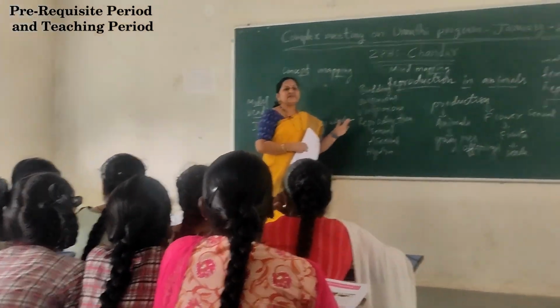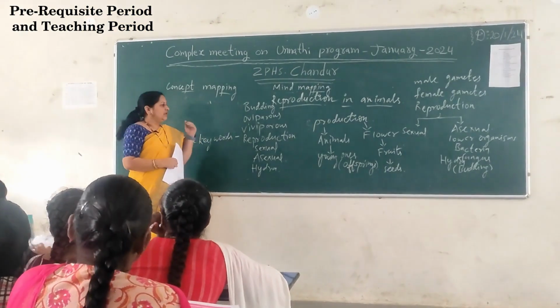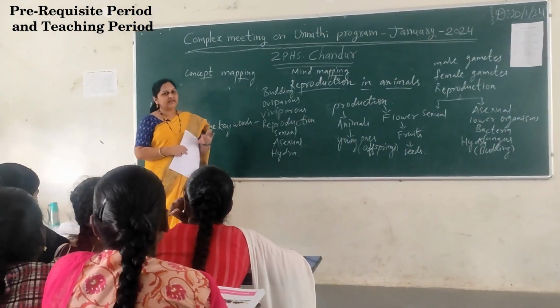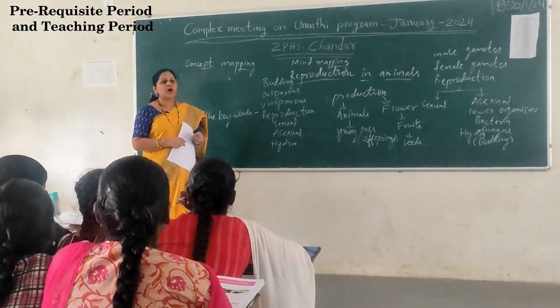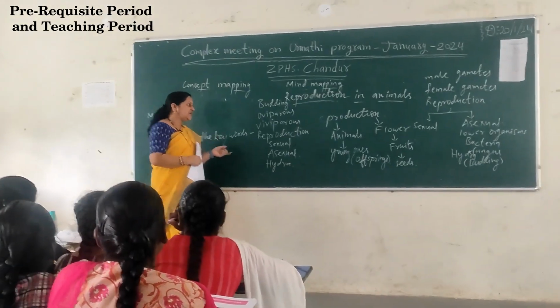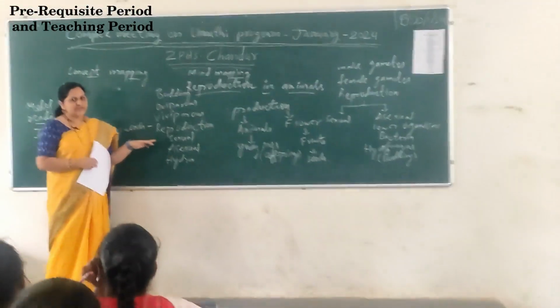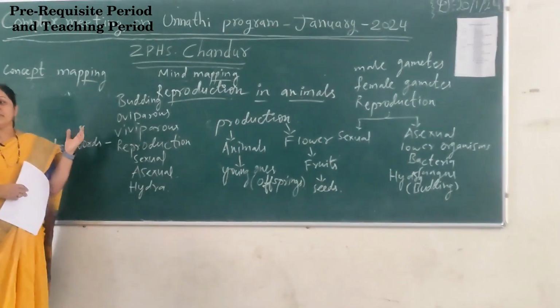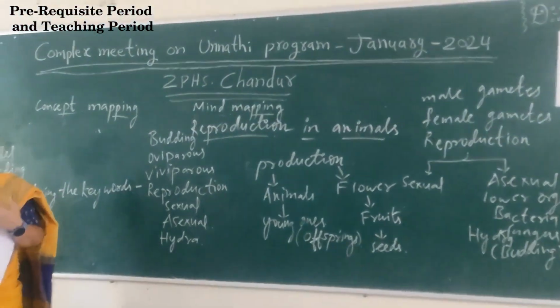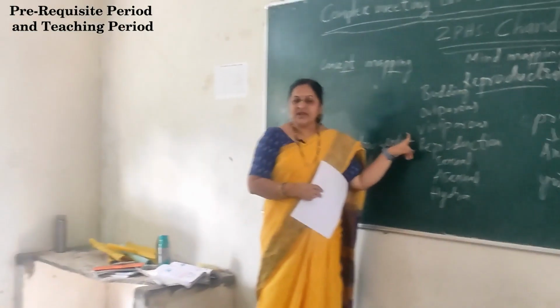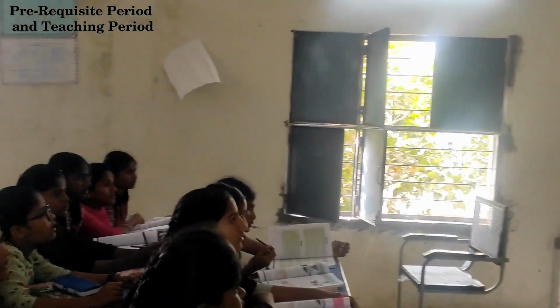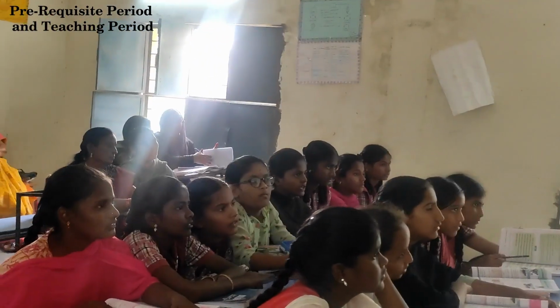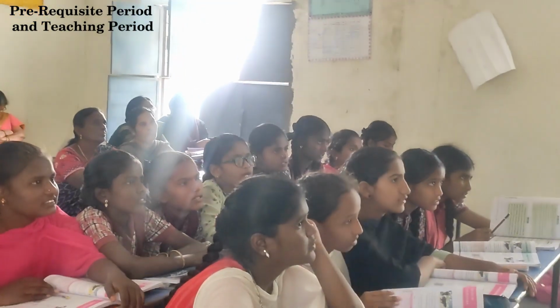In this lesson, we have learnt about external features. Just by seeing the external features, how can we identify whether an organism is oviparous or viviparous? If the organisms have external ears and hair, they are called viviparous. If the organisms do not have external ears and hair on the body, they are called oviparous. Is it clear?